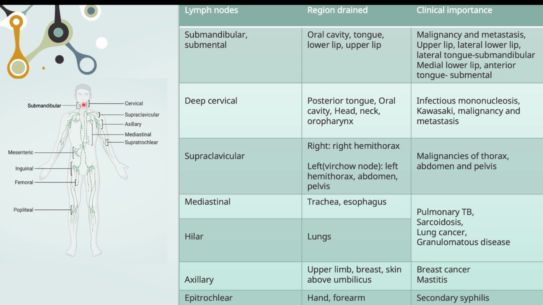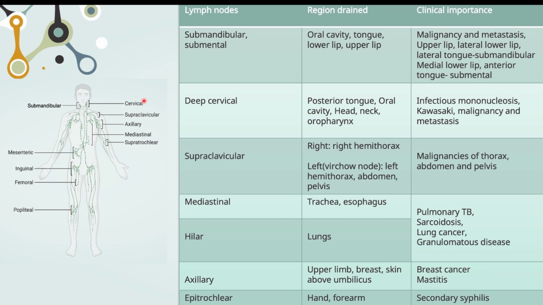Now, if there is a lesion in the most medial part of the lower lip, you can understand that the submental lymph node will be involved. Whereas if there is a lesion in the lateral part of the lower lip, the submandibular lymph nodes will be involved. This is just an example of why lymph nodes are important from an exam point of view. It will help you narrow down to the location of the disease, all right?